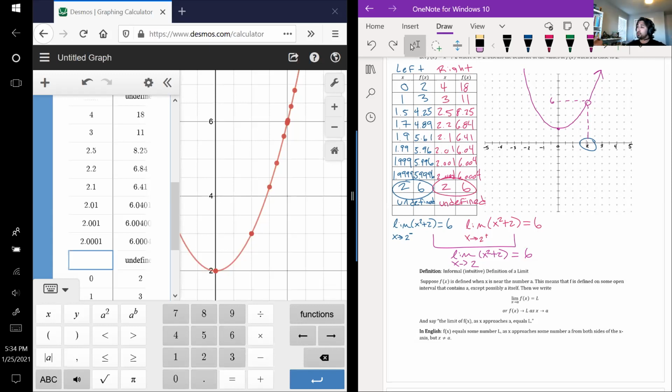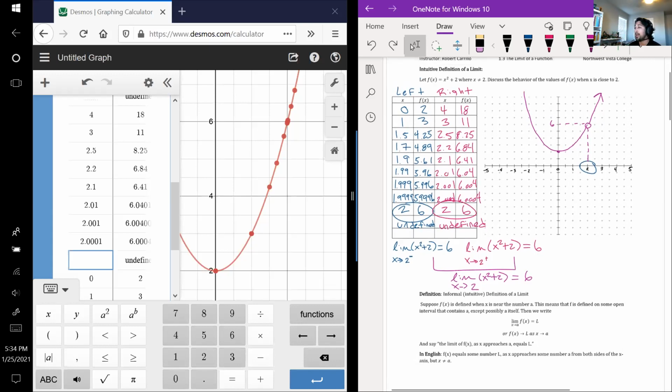So as x approached 2 from the left and the right, we got that that limit was going to equal 6. And like I said, the English translation down there: if f of x equals some number L as x approaches some number a from both sides of the x-axis. So basically, on our limit above, y equals 6 as x approached 2 from the left and the right. And that's your informal definition of a limit. Any questions on this page?